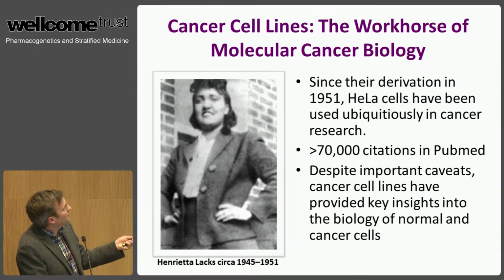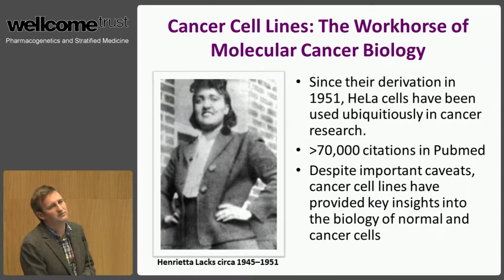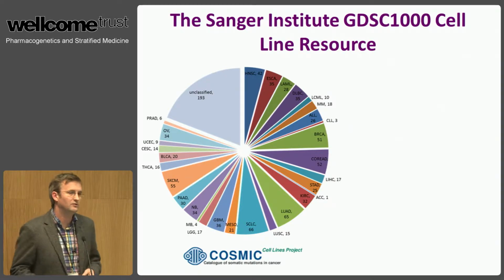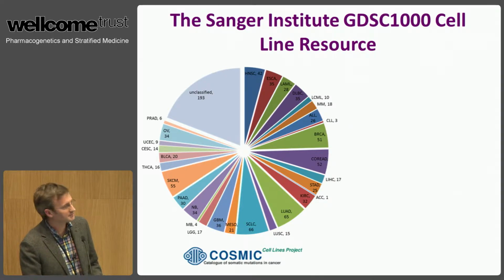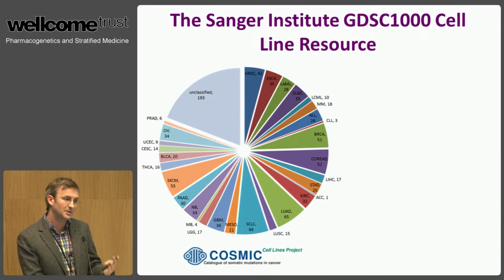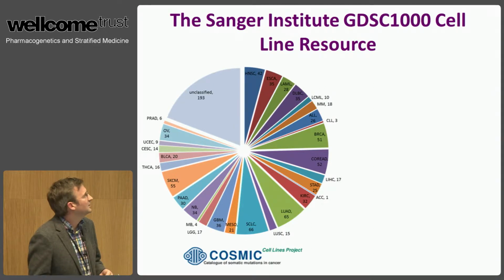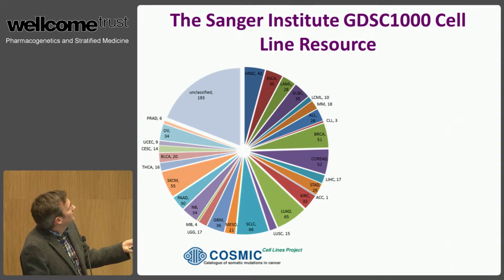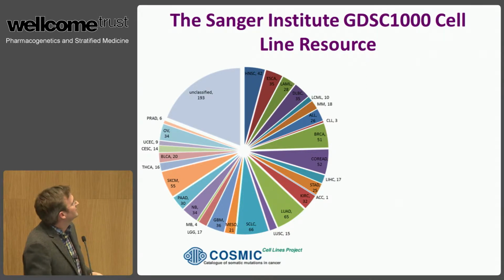And despite important caveats, cancer cell lines have really provided very fundamental insights into our understanding of both normal and cancer biology. So here at the Sanger, we have a collection of over 1,000 human cancer cell lines. That's depicted here. They're classified according to the tumor subtype which they represent. We're using the TCGA classifications here. So for example, we have 52 colorectal adenocarcinoma cell lines. We have 51 breast cancer cell lines, and so forth.